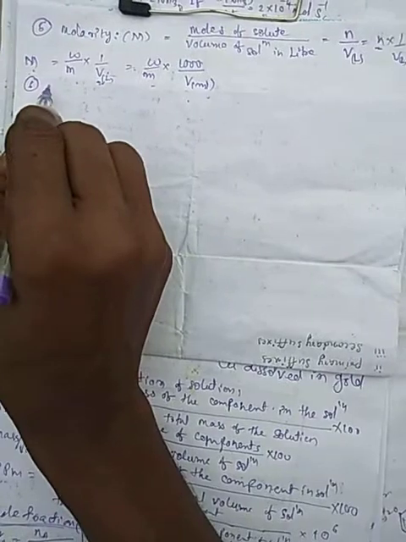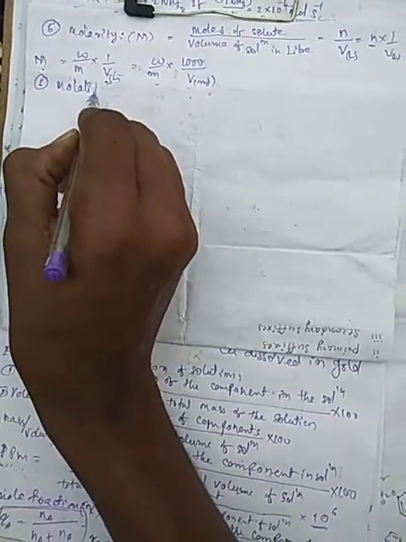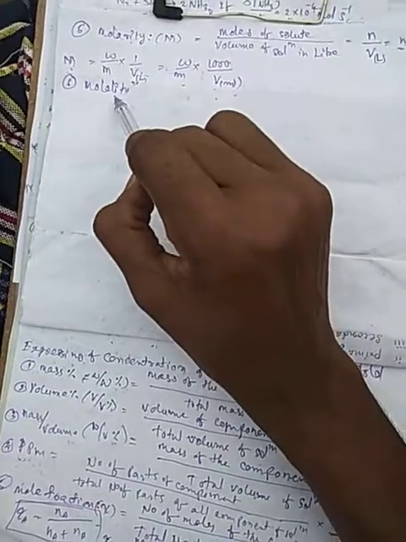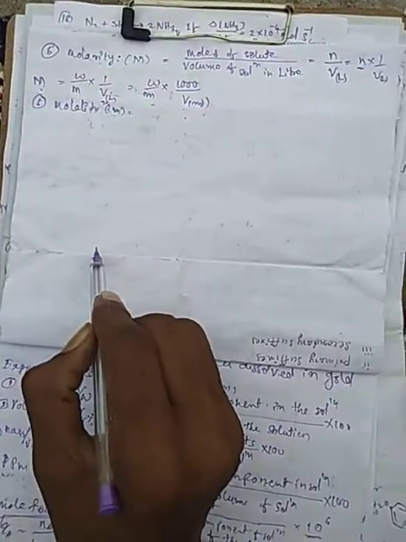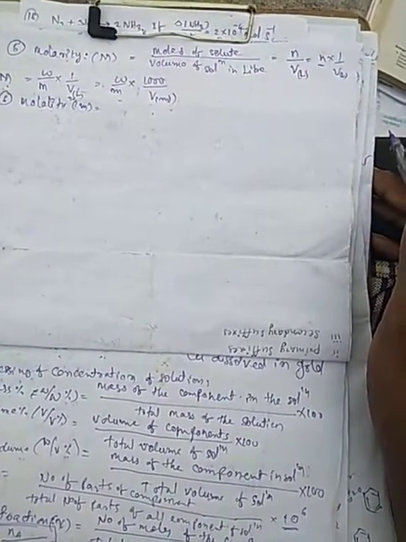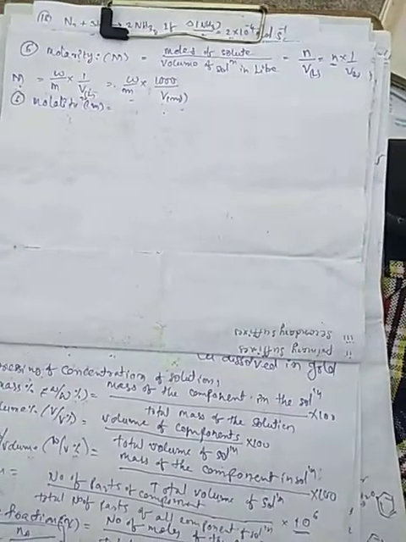Now the sixth concentration term, that is molality. It is represented by small m. We can define it as the number of moles of solute per kg of solvent. The number of moles of the solute per kg of solvent is called molality.